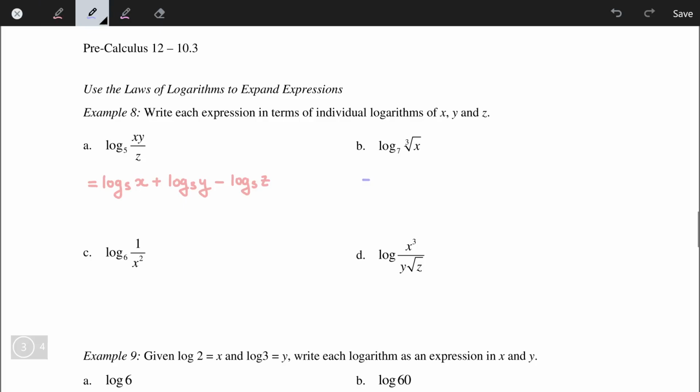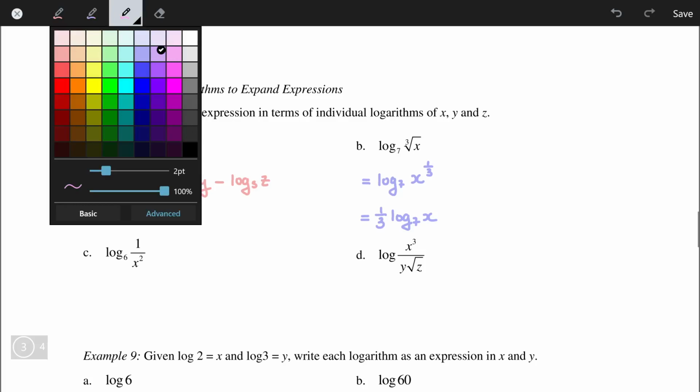So here we can rewrite the cube root of x, of course, as x to the 1/3 power. And then now we can use the power law to move the 1/3 in front of the logarithm. So we have 1/3 log base 7 of x, just like that.